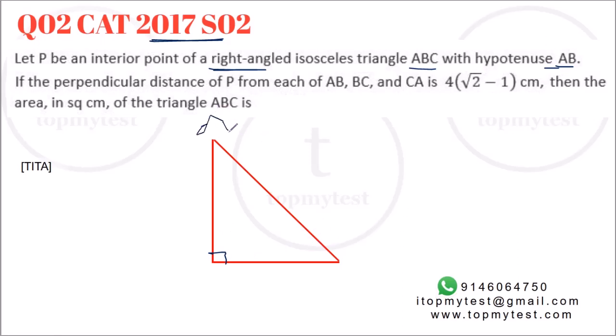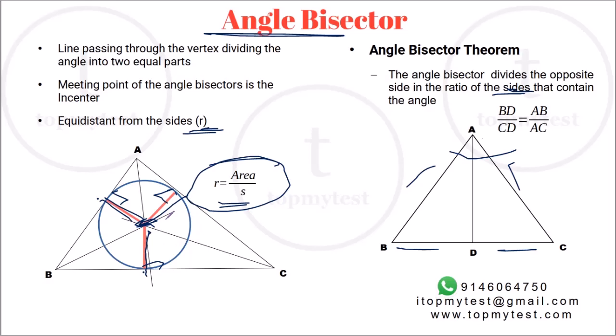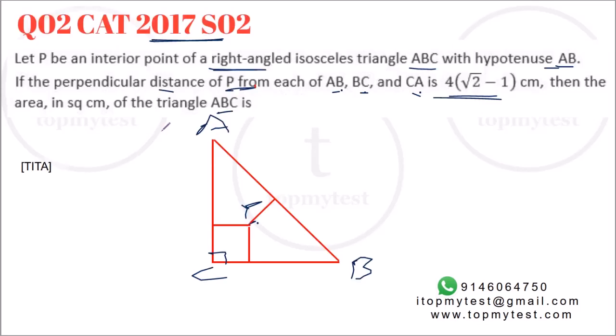Hypotenuse is AB, which means C is the point which contains the right angle. If the perpendicular distance of P from each of AB, BC, and CA is 4 into root 2 minus 1, then the area in square centimeter of the triangle is how much? So you basically have the incenter given to you. P is the incenter. How do you know that this is the incenter? Because the distance of P from each of the sides AB, BC, and CA is equal. That is the definition of the incenter. So what do we need to find here? We need to find the area of this triangle.